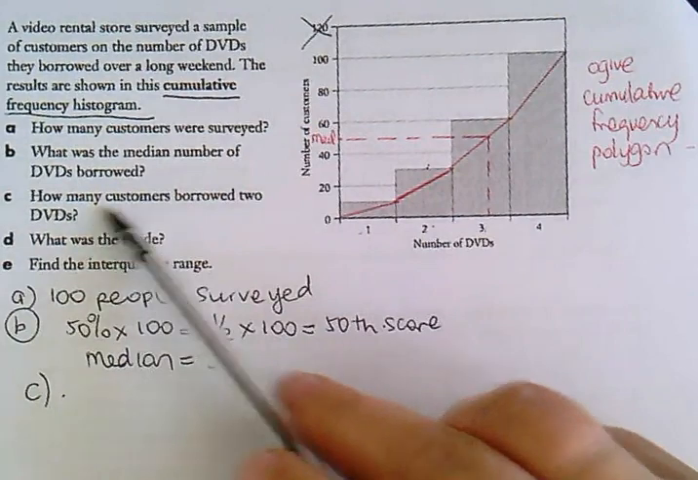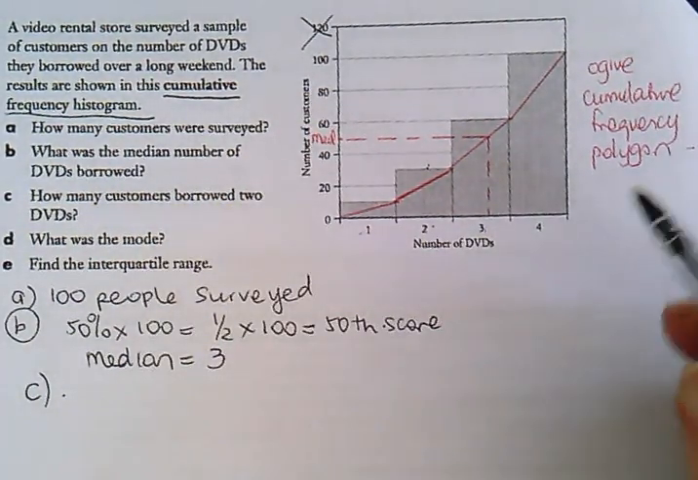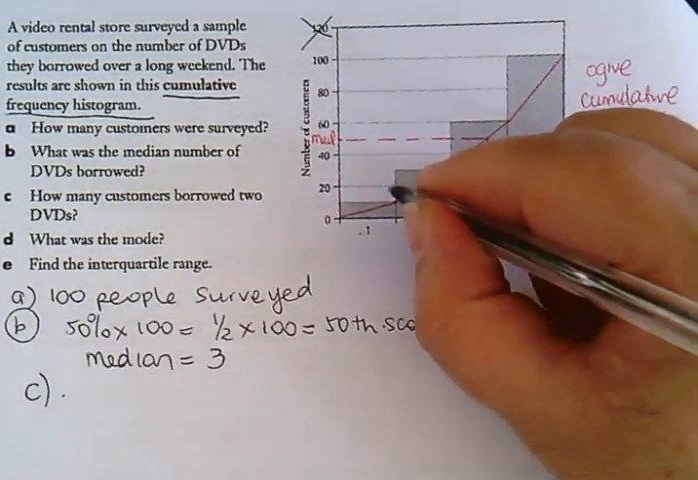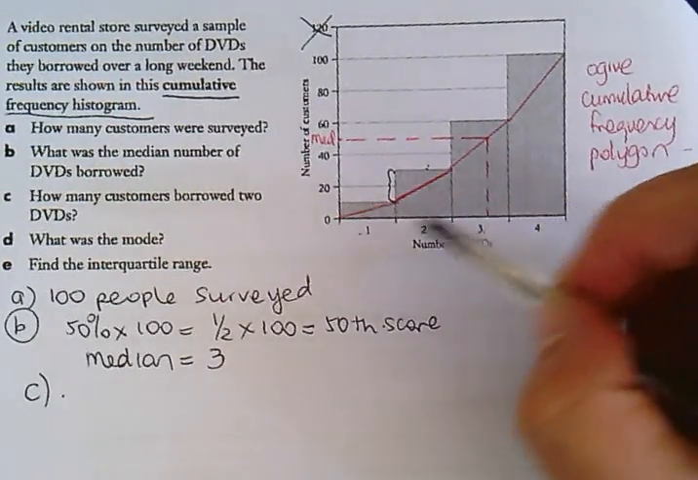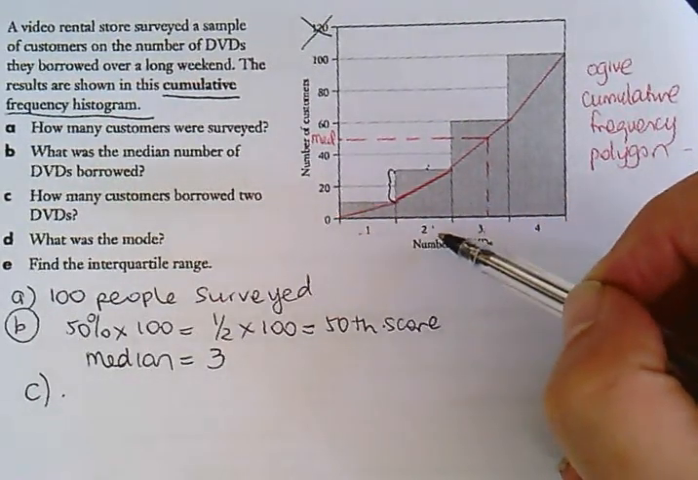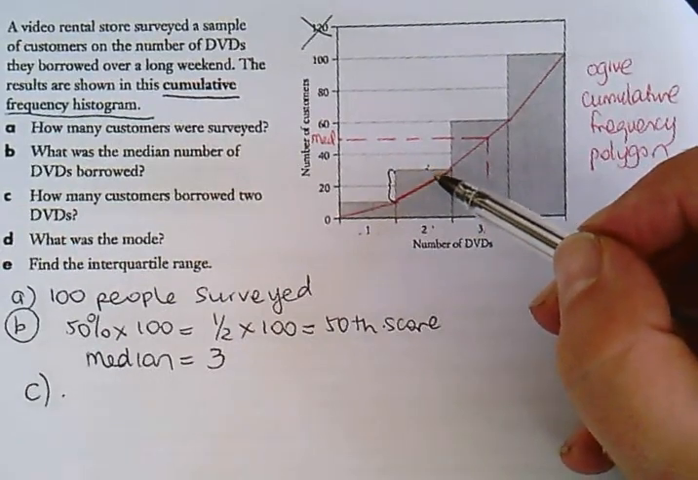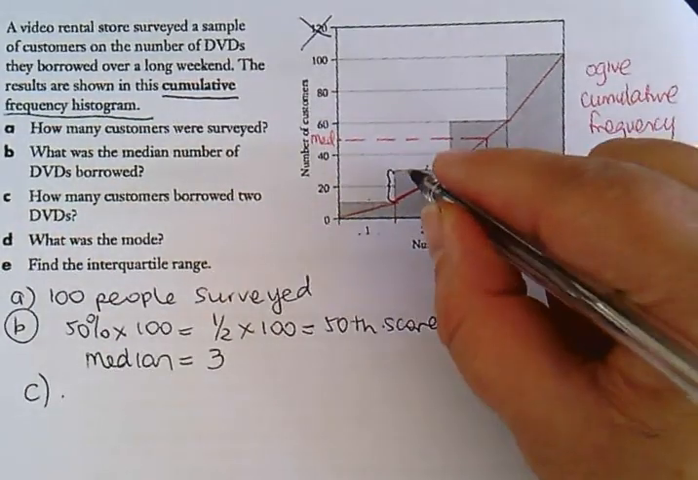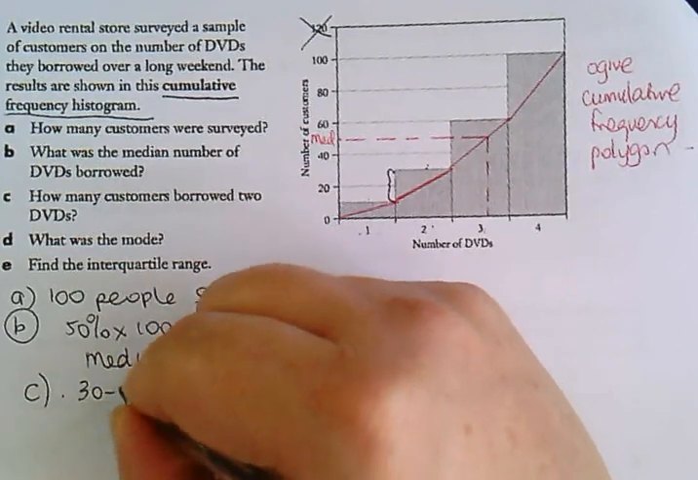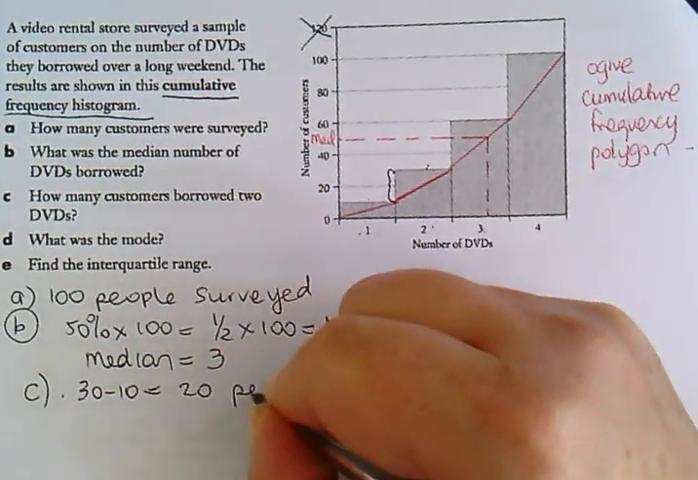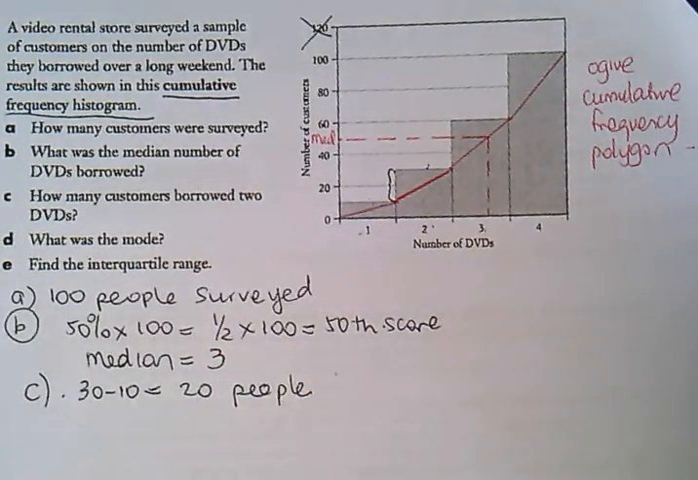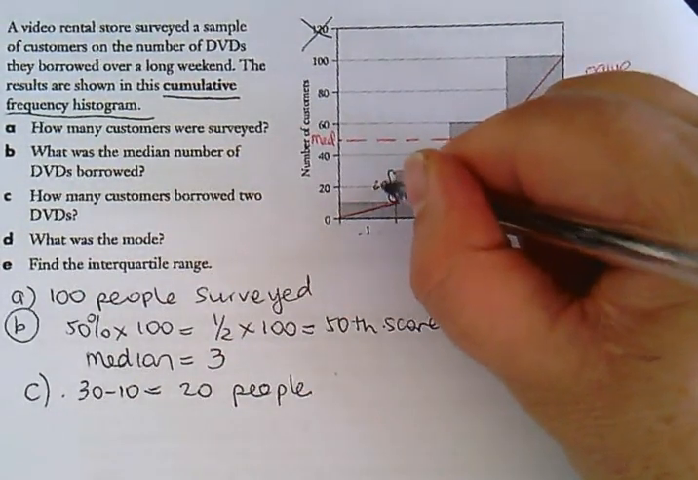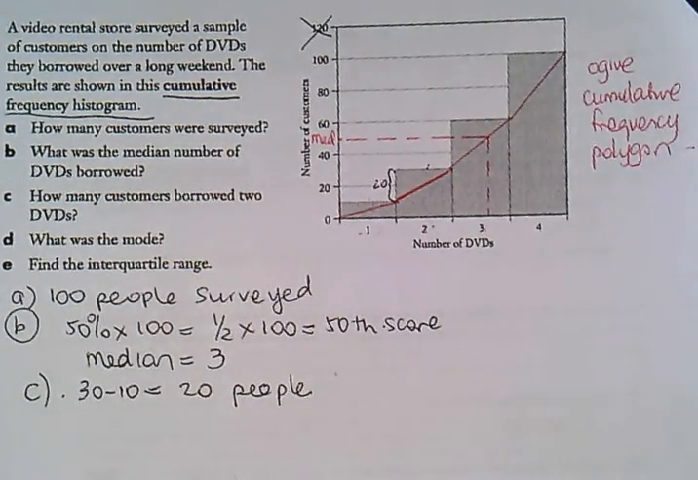Next, how many customers borrowed 2 DVDs? It's this gap in the cumulative frequency. 10 people bought 1 DVD, but the end of the 1 and 2 DVDs is at 30. So it's 30 minus 10, which is 20 people who borrowed 2 DVDs. Do you get it? It's that difference. The difference between 10 and 30 is 20.